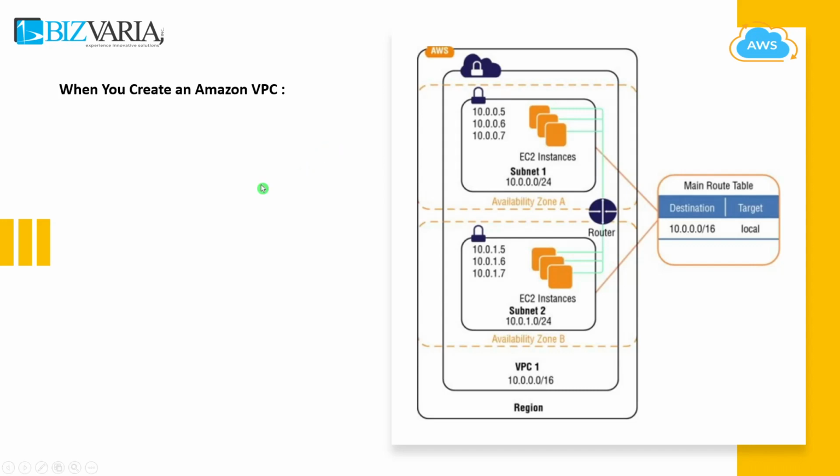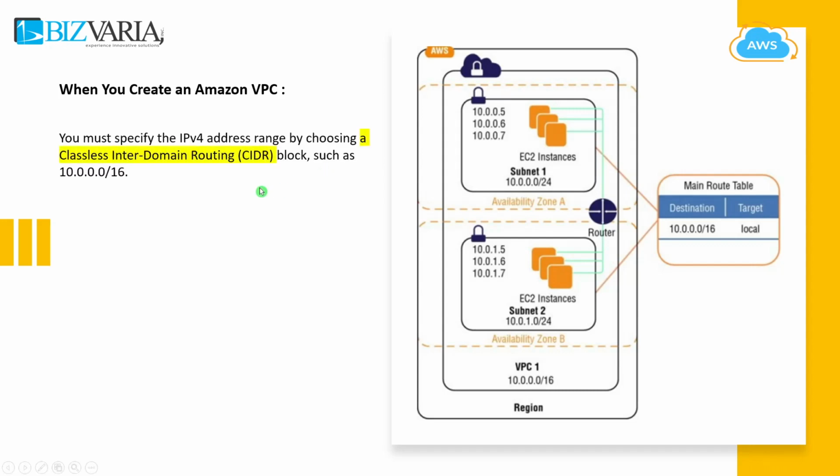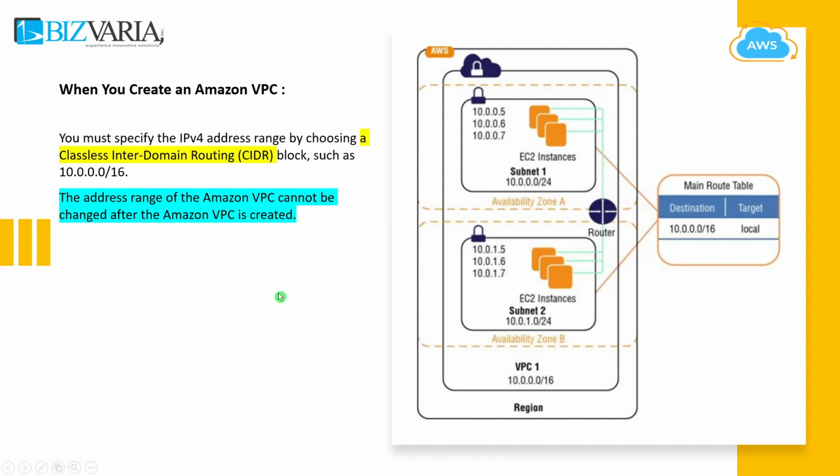So when you create an Amazon VPC, you must specify this, right? The CIDR block. I showed you that. The address range of an Amazon VPC cannot be changed after the Amazon VPC is created. You have to remember that for exam purposes. They might give a tricky question on this. They say, okay, we have created my VPC with that much size. Now I want to increase the size of the VPC. No, you cannot do that.